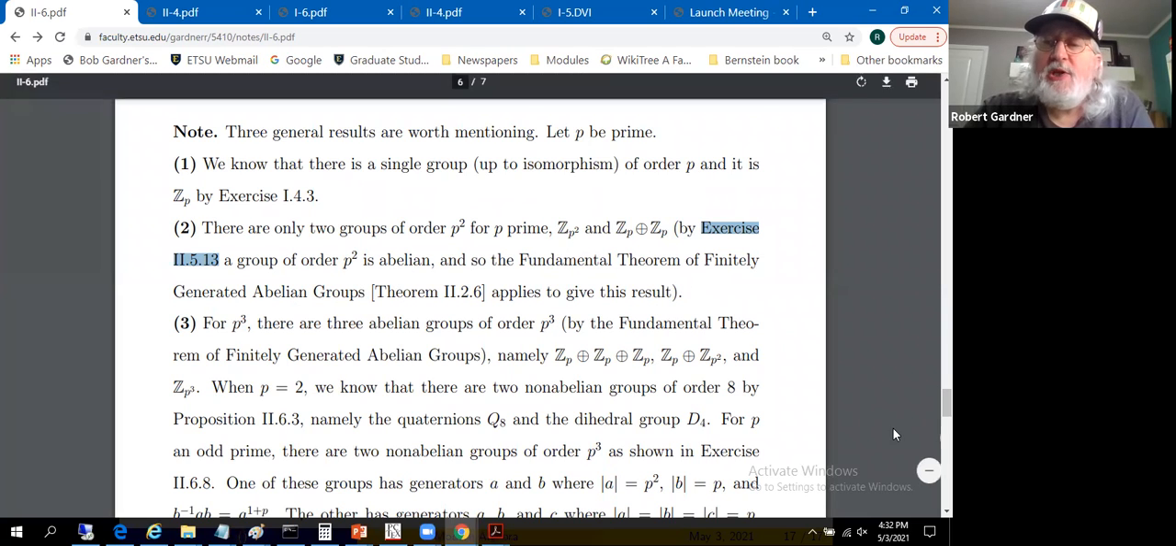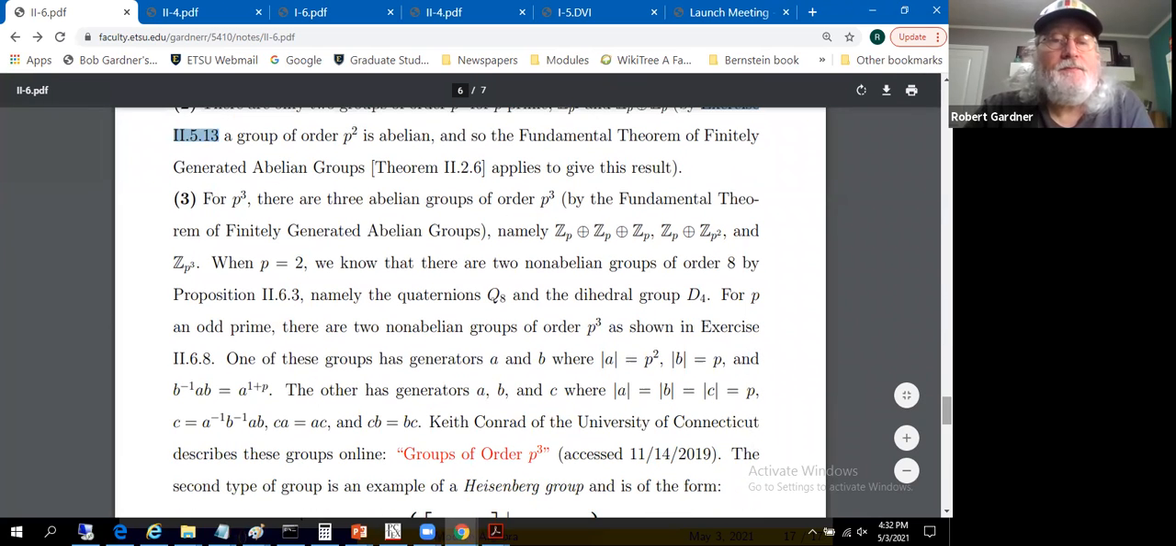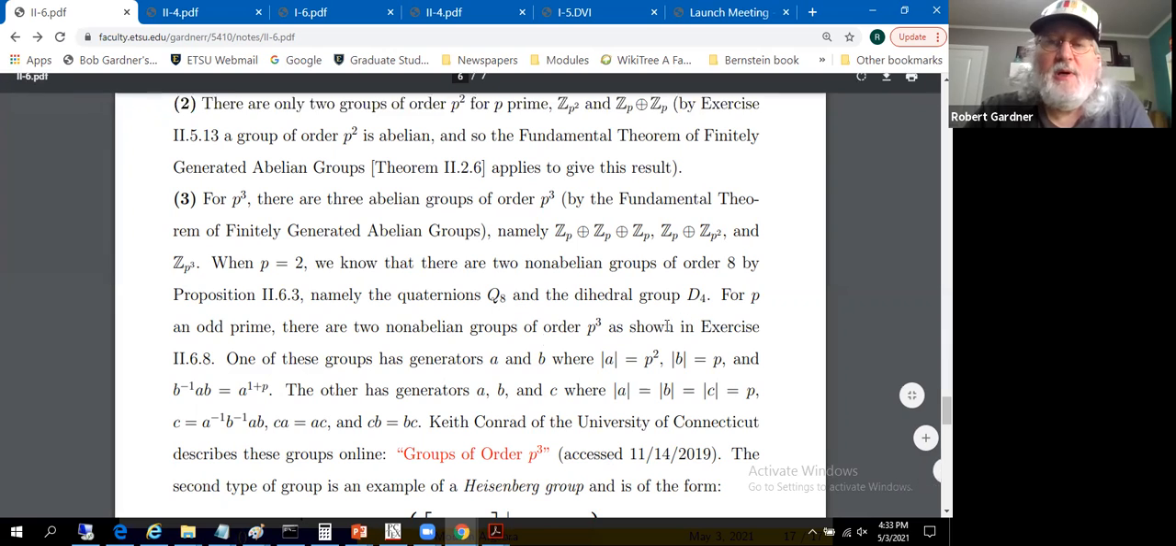How about order p cubed? Hungerford doesn't go there, but let's play with p cubed a little bit. I can tell you what the abelian groups are. That's no breaking news there. Even when p equals 2 and we looked at 2 cubed, we had the abelian groups, and then we had these two non-abelian groups, the quaternions and the dihedral group.